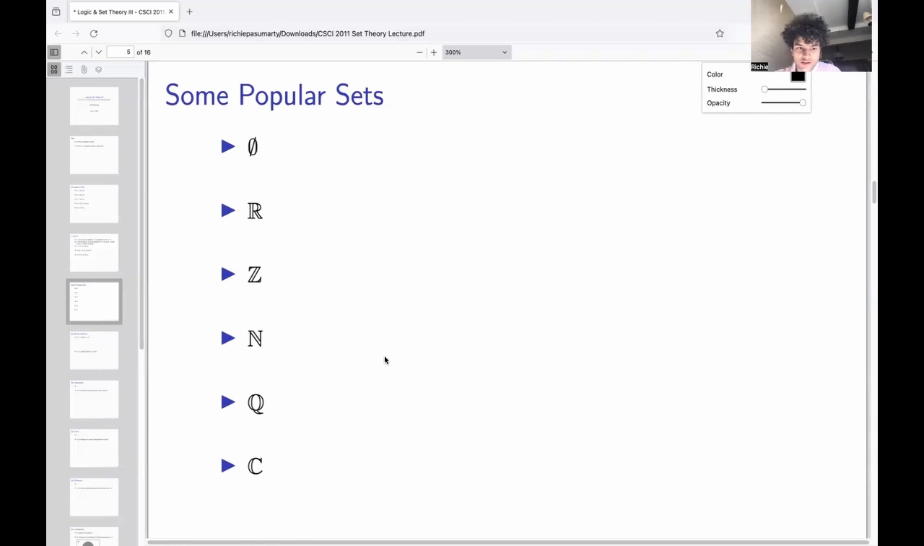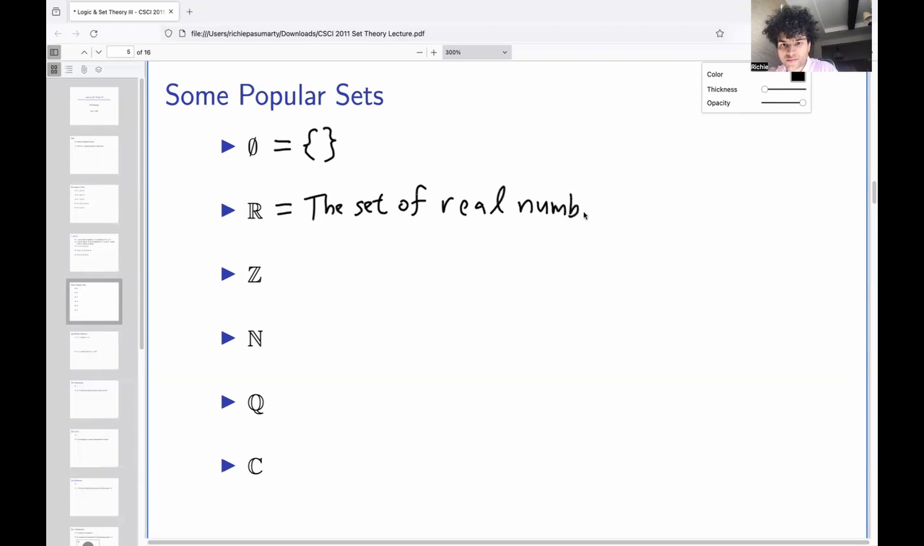All right, so here are some popular examples of sets. So this, as we talked about earlier, is the null set, so there's nothing inside of it. This right here is the set of real numbers. Okay, this right here is the set of integers. So this is a very important set.